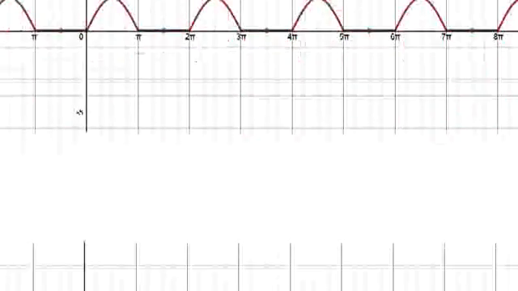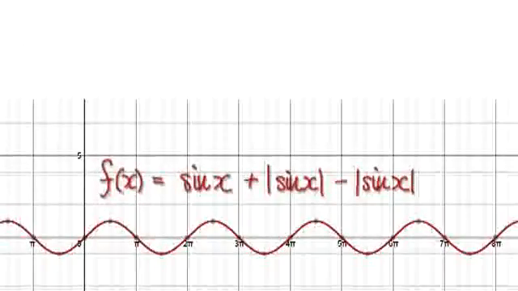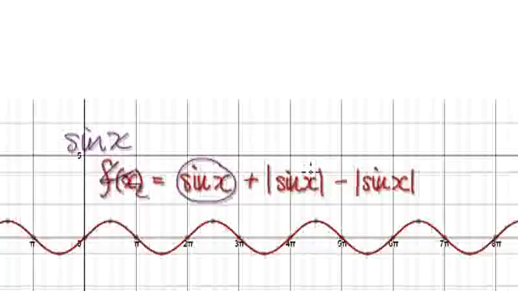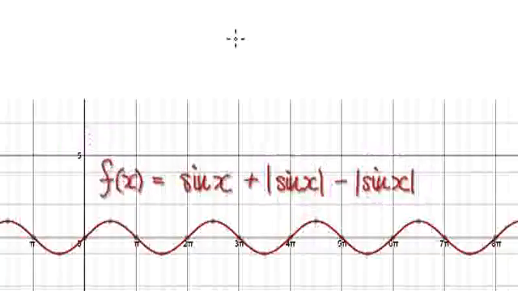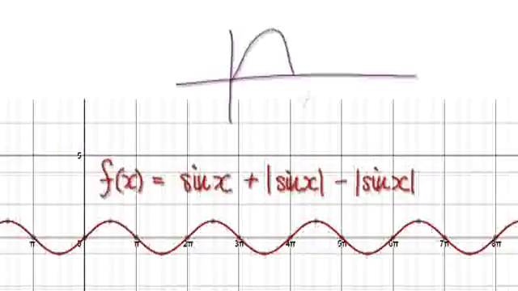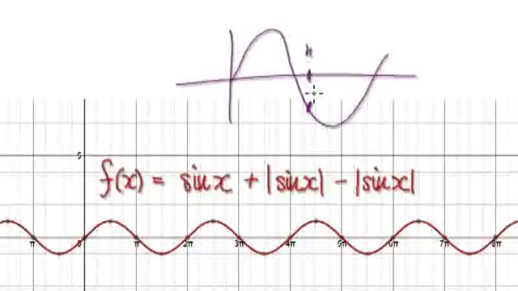Following on from the previous two videos, I hope you can accept that sine of x is equal to sine of x plus the absolute value and then minus the absolute value. So if you have this, let's say sine of x here, let's say this is our an here. This is our an. So it's saying an.